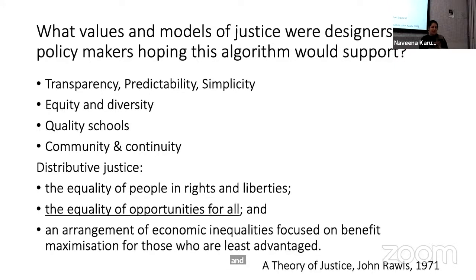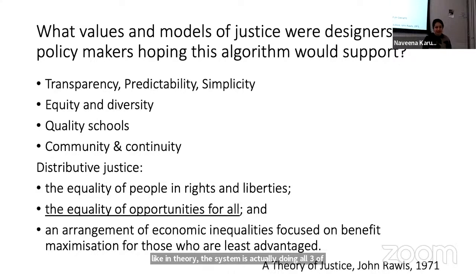And so, like I said, I actually think that when this process was first introduced, it was a pretty ambitious goal and a complete overhaul of the neighborhood system. So that itself was a big goal. And if you think about it in a distributive justice way, you have these basic principles: the equality of people in rights and liberty, the equality of opportunities for all, and an arrangement of economic inequalities focused on benefit maximization for those who are least advantaged. So it seems like in theory, the system is actually doing all three of these things.